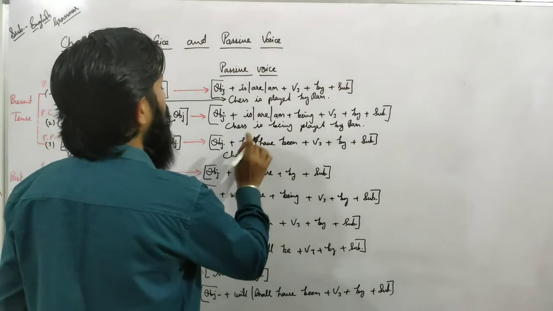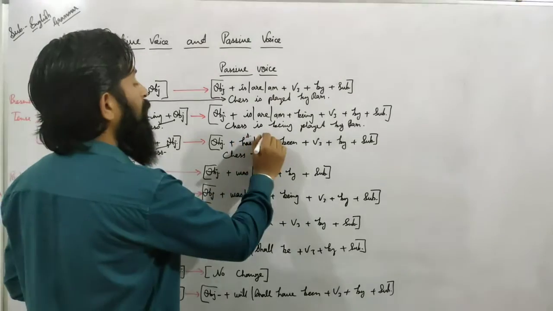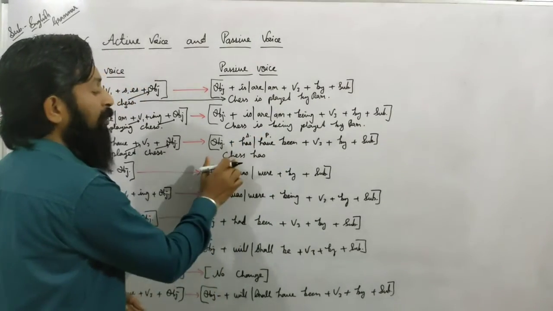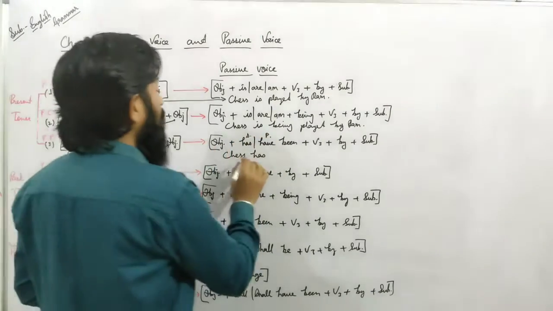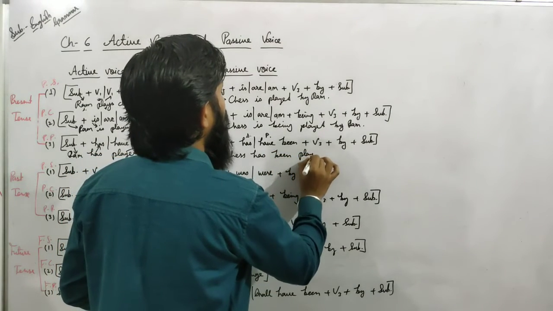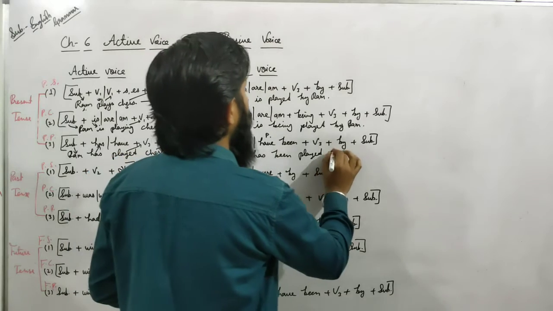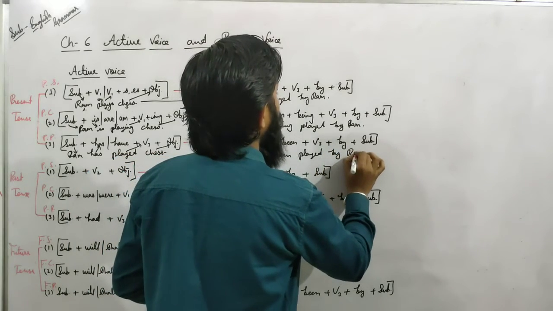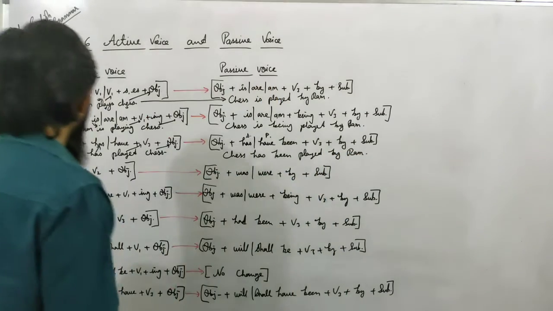If the subject is singular, then we have to write has. If the subject is plural, then we have to write have. Chess is singular, so I wrote here has. Chess has been, verb third form, play's third form is played, by, and the subject is Ram.